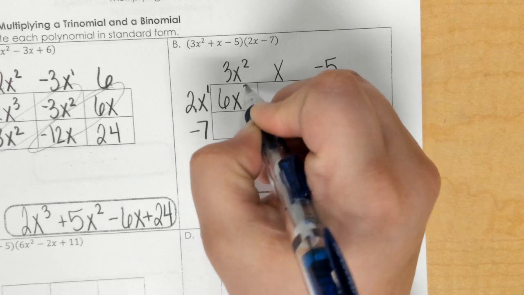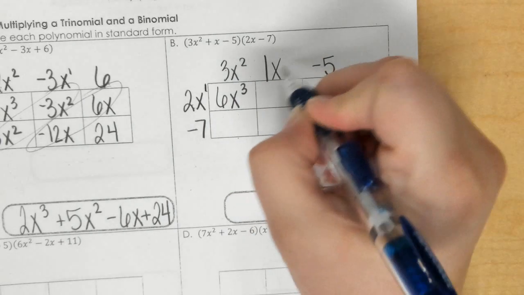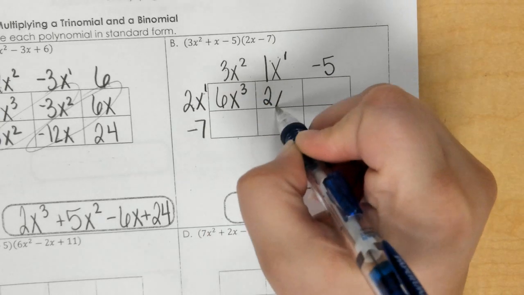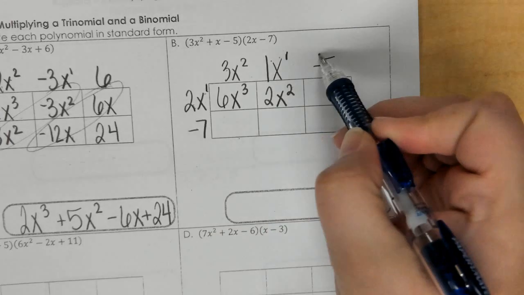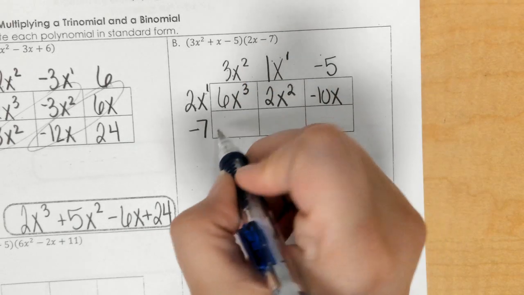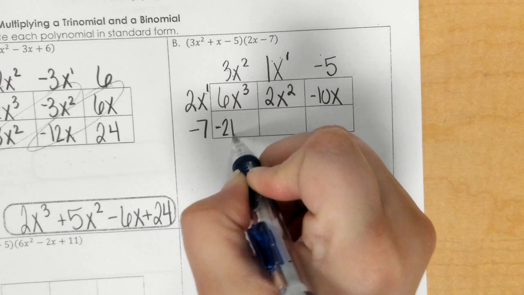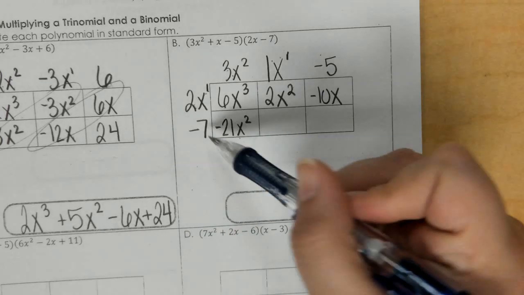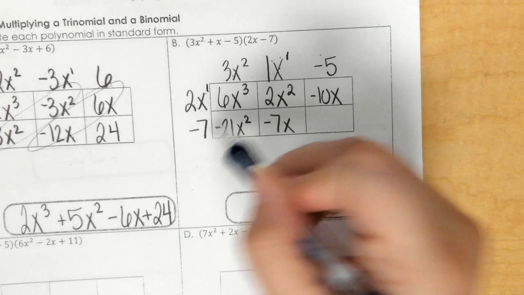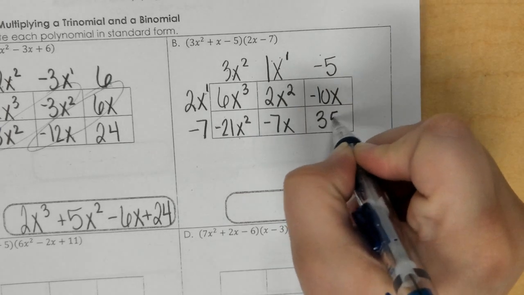Add your x's, we get x to the third. So 2 times 1 is 2, and 1 and 1 make x squared. 2x times negative 5 is negative 10x. Negative 7 times 3 is negative 21x squared. Negative 7 times 1x is negative 7x. Negative 7 times negative 5 is 35.